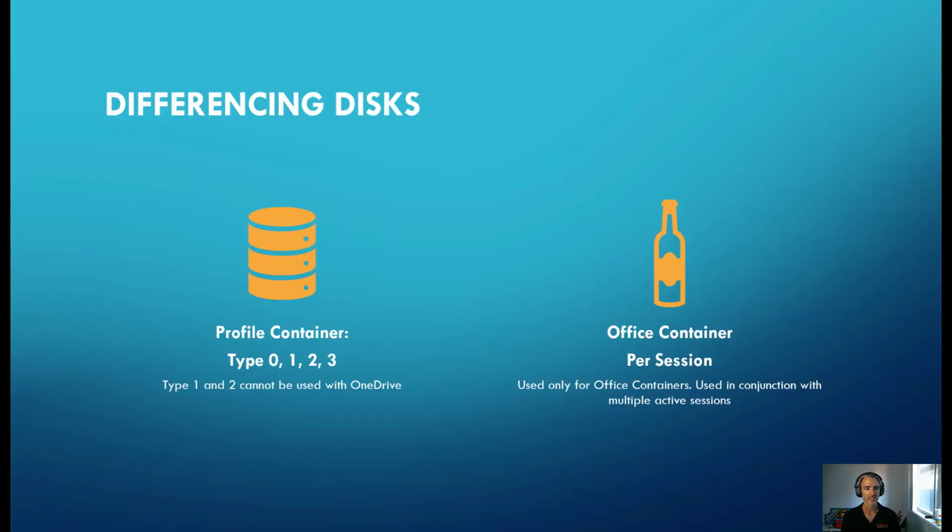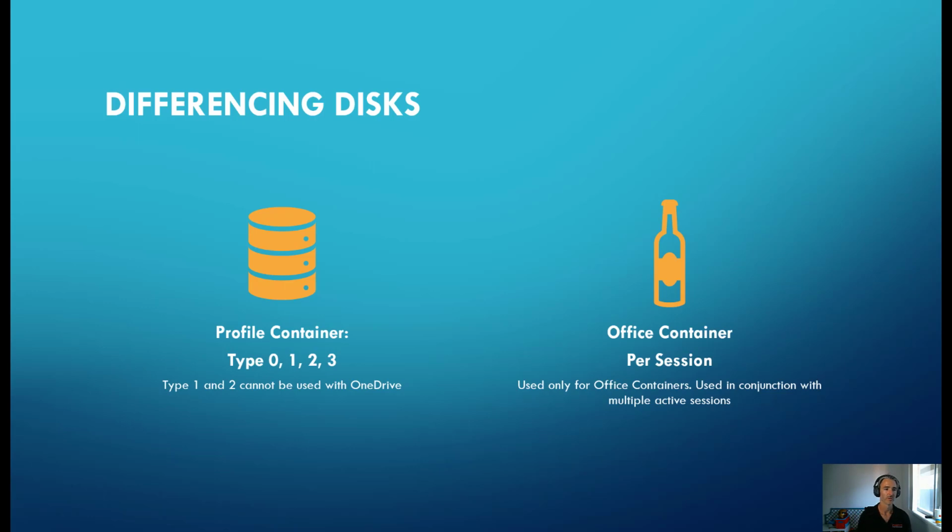Talking about differencing disks here, we have a concept of multi-access to containers, right? Profile container and Office container both have differencing disk capabilities. We need to be quite careful with them.